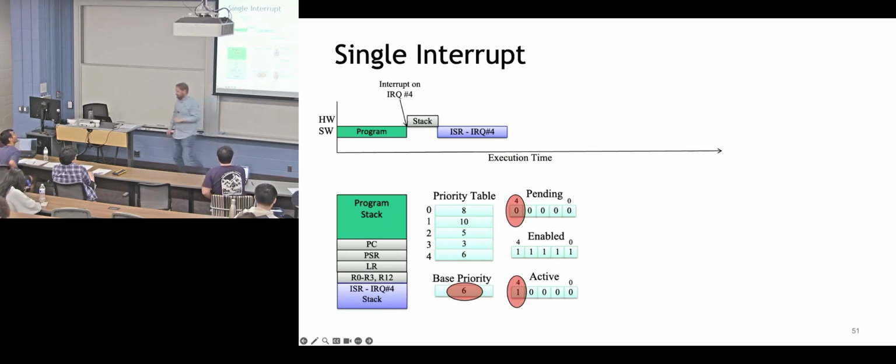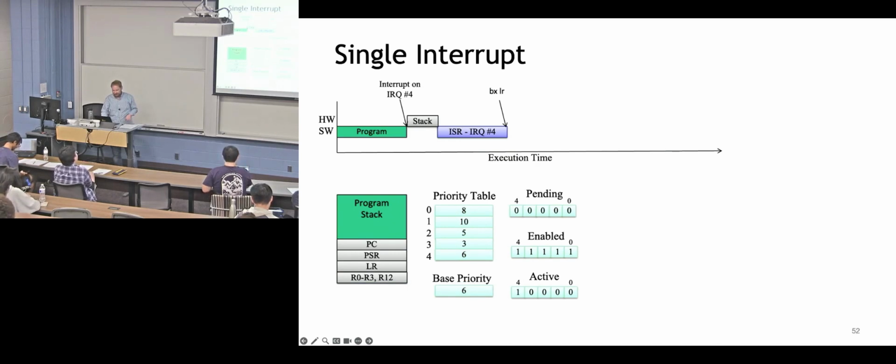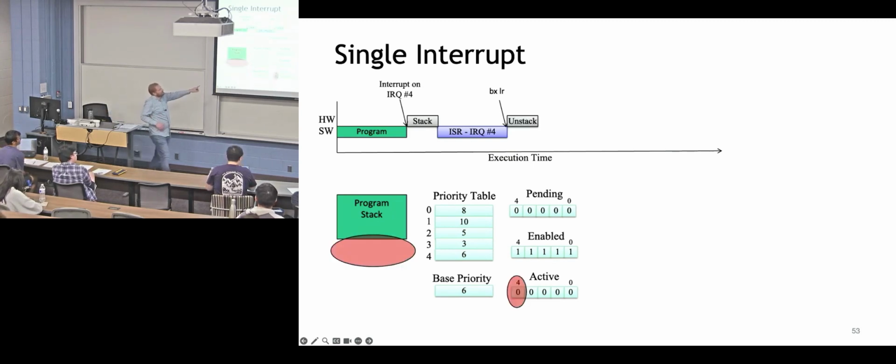All right, so that's there. Then what's going to happen? Then you're going to leave your interrupt. So you're going to unstack. You've unstacked your program stack. That's gone back to normal program execution, and active has been deasserted. Yep.